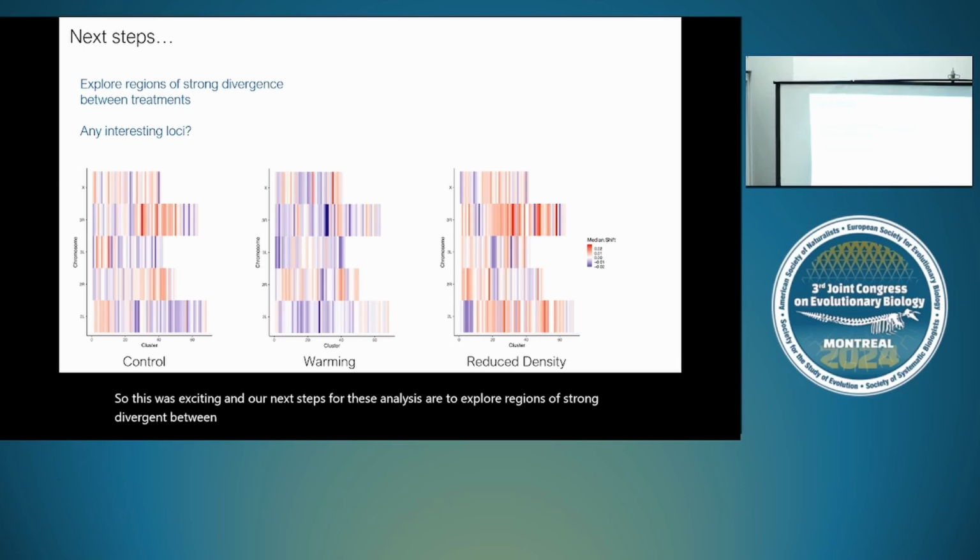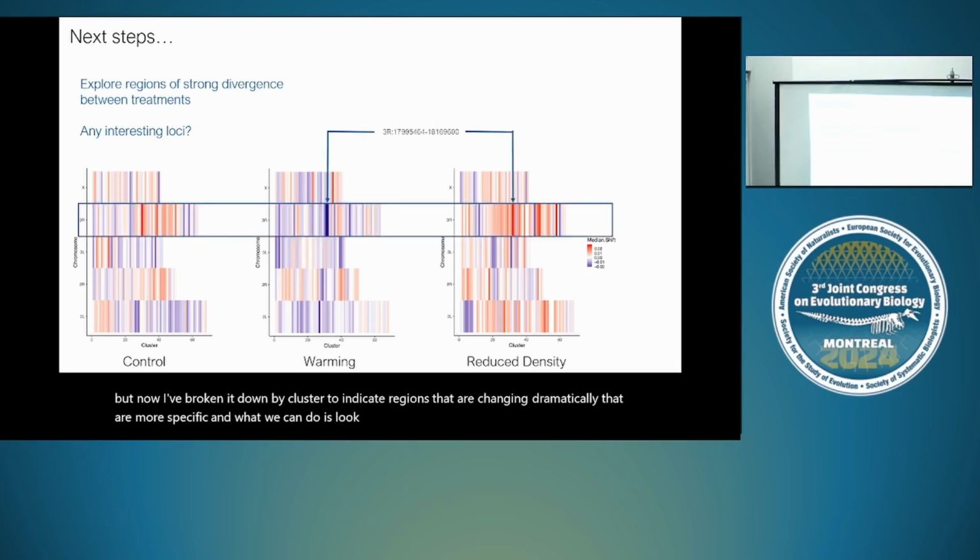So here I'm showing heat maps. It's the same data, but now I've broken it down by cluster to indicate regions that are changing dramatically, that are more specific. And what we can do is look at interesting regions such as this area on 3R, where we're seeing a negative shift in the warming cages versus a positive shift in the density cages. And we can ask, are there any interesting genes in this region, or look at the inversion status of this region to get an idea of what might be going on under the hood.